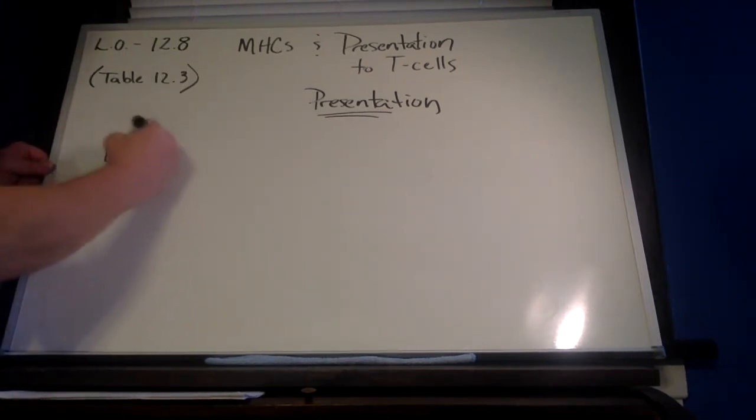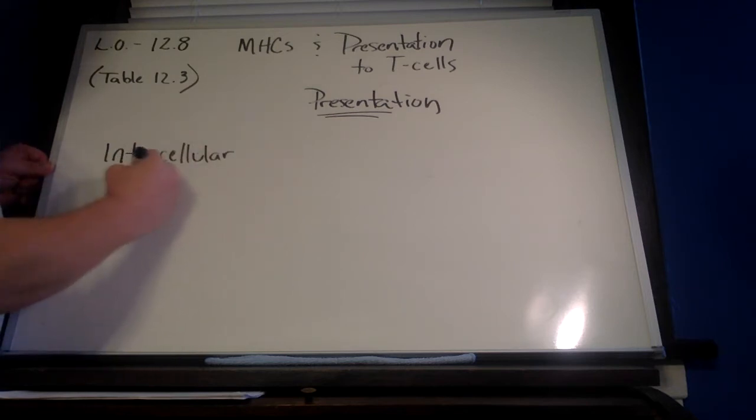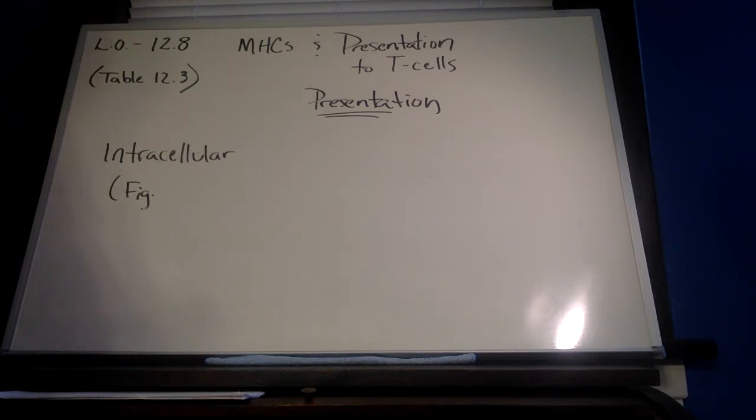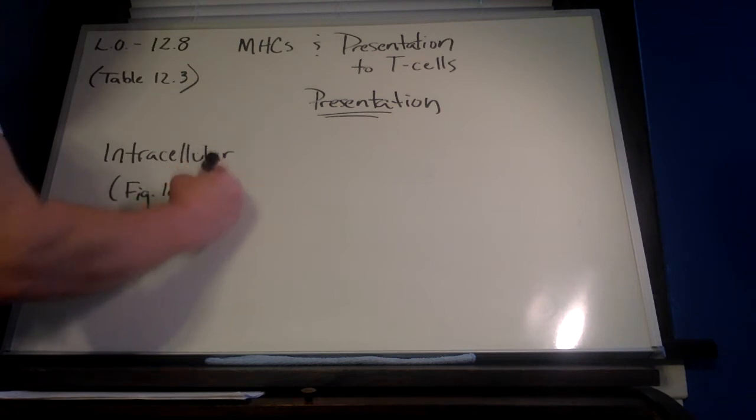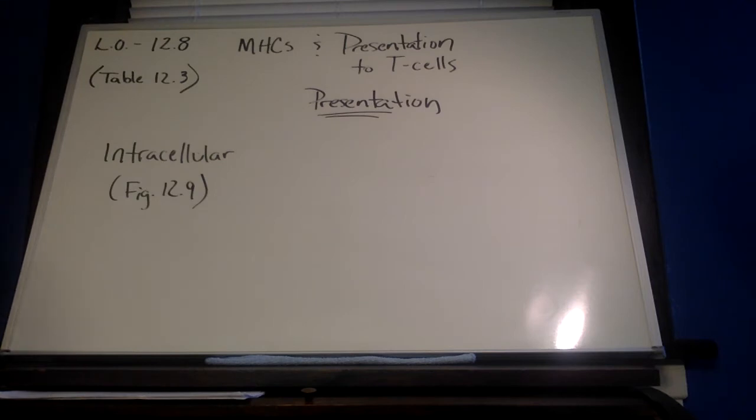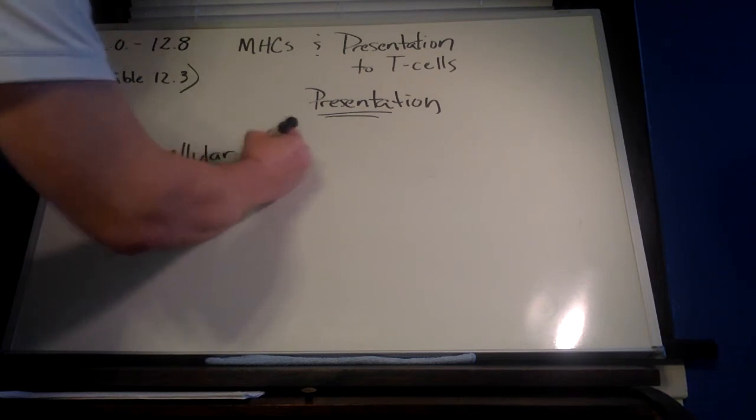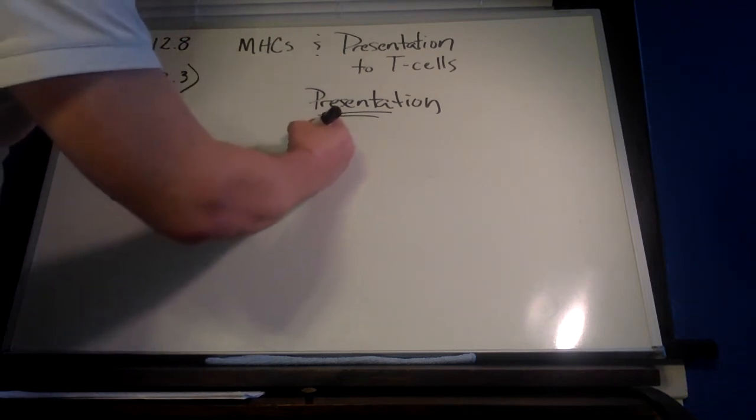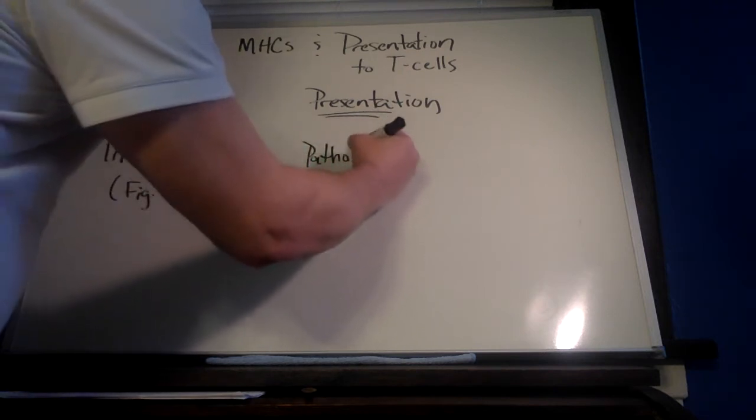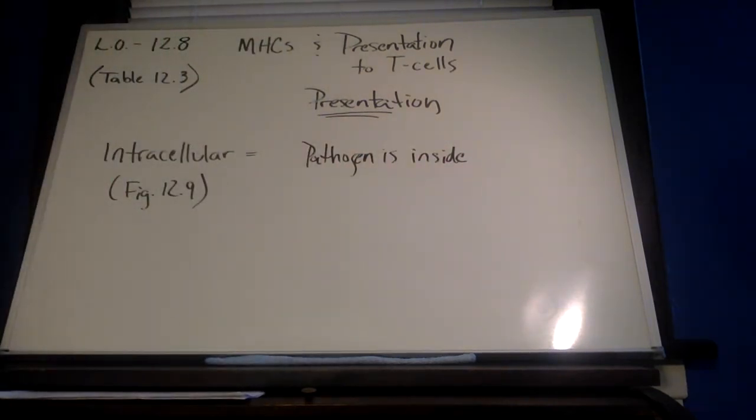So, if your pathogen is intracellular, I don't have these numbers memorized, but if you look at figure 12.9, you can see how a pathogen will be presented if it has an intracellular lifestyle. So, typically this is occurring within some kind of phagocytic cell. Since the pathogen is inside the cell, we don't have to bring it in. It's already done whatever it's done in order to get into your cell.